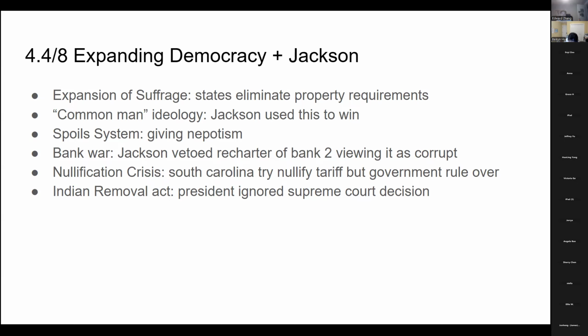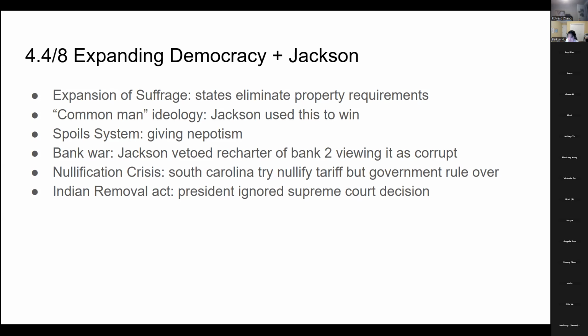So the spoils system is just as it sounds, right? You spoil the people who helped you get there. And it's about nepotism. He just gave the people he supported cabinet positions and powerful positions. And Andrew Jackson was a very different president. He's seen as the first king of America, if you've seen that political cartoon.